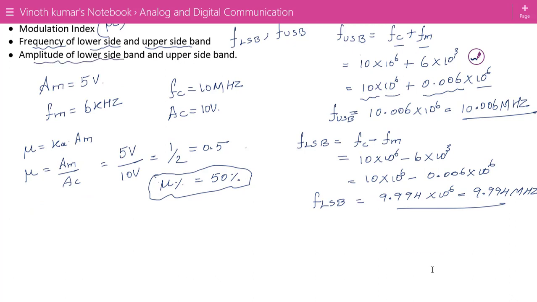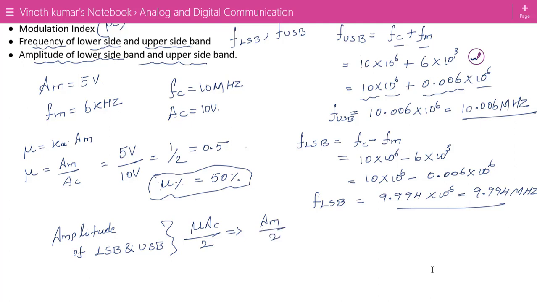And lastly, we need to calculate the amplitude of the lower sideband and upper sideband. In an amplitude modulated wave, the amplitude of both LSB and USB is expressed as mu into AC divided by 2, that is nothing but AM divided by 2. The value of AM we know is 5 volts, divided by 2 is equal to 2.5 volts. So this is the amplitude of the LSB and USB sidebands.